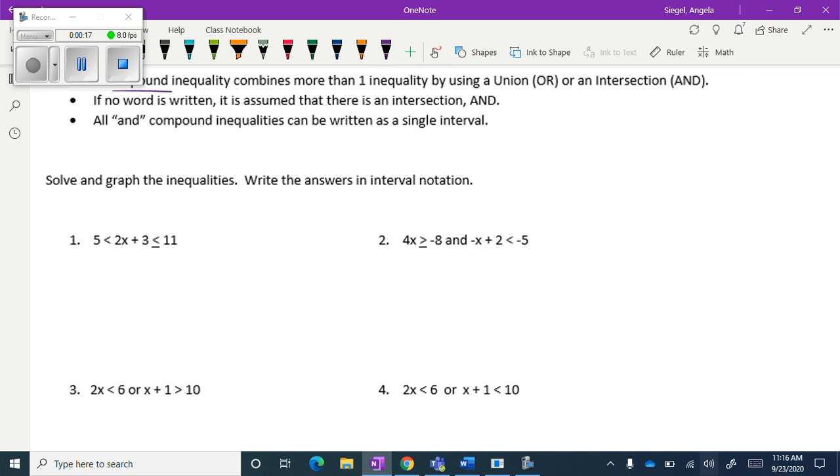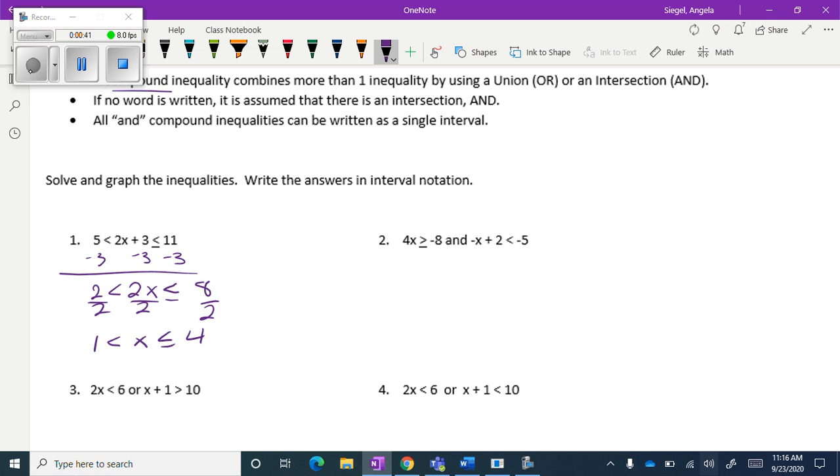So we're going to start off here, and our goal is to get x by itself. So I'm going to subtract 3 from everything. So I have 2 is less than 2x is less than or equal to 8. And then I'm going to divide everything by 2. I get 1 is less than x is less than or equal to 4.